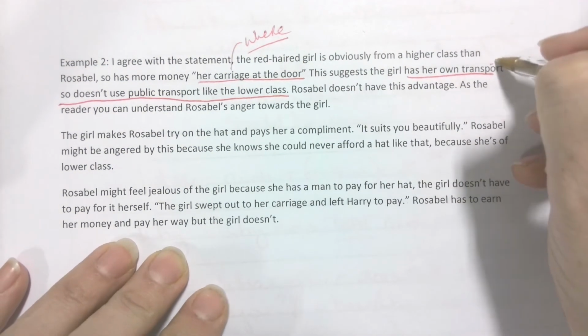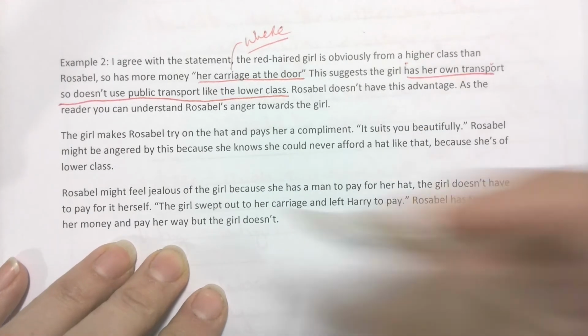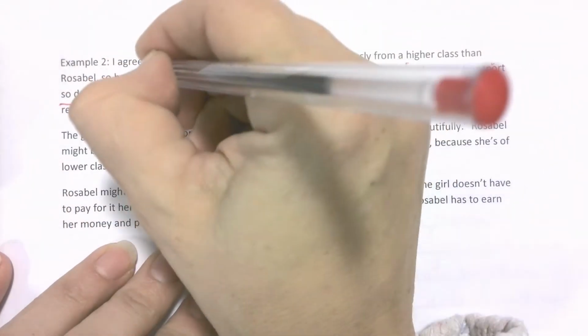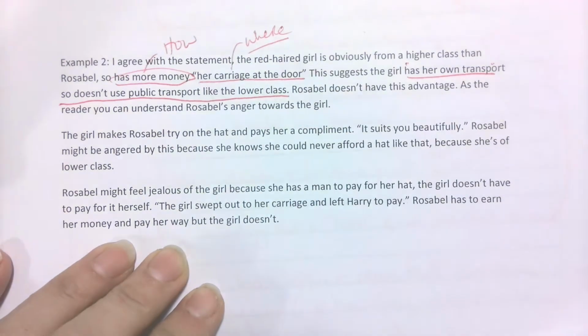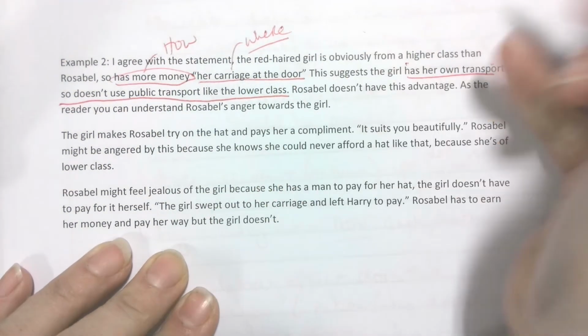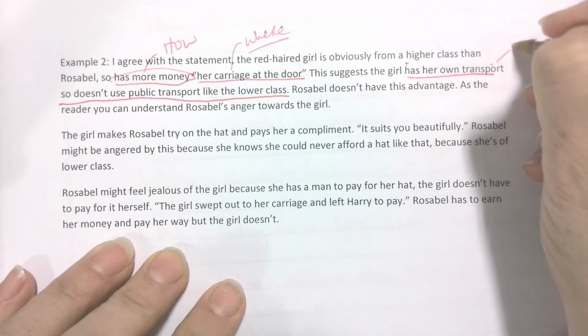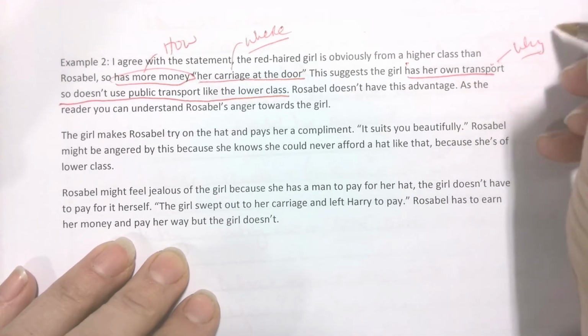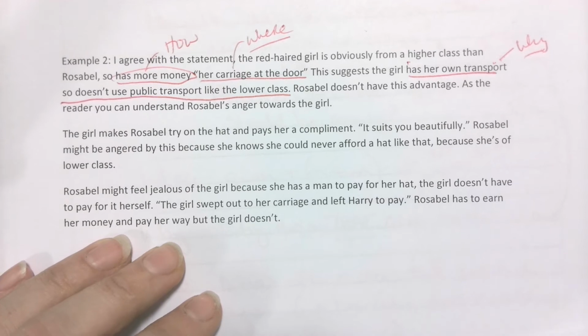There's our how, in a sense. Or how is a higher class and has more money, right? So I guess that's our how. And then, why does carriage at the door mean she has more money? Because she doesn't use public transport. But it says Rosabel doesn't have this advantage.